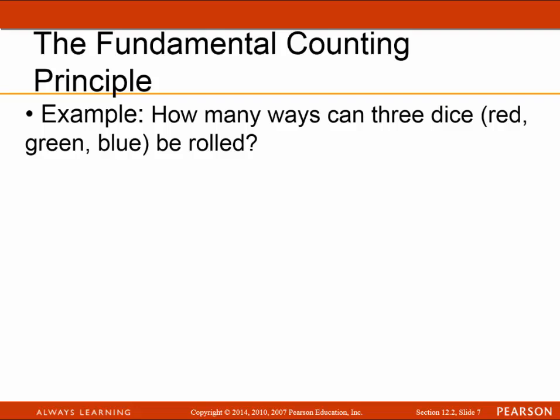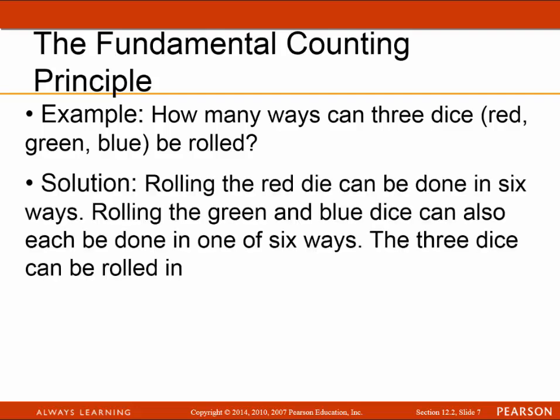The next example, how many ways can 3 dice, red, green, and blue, be rolled? Rolling the red die can be done in 6 ways. Rolling the green die and blue die can also be done in one of 6 ways. So the 3 dice can be rolled in 216 ways, which will give you an idea for that pop quiz question.